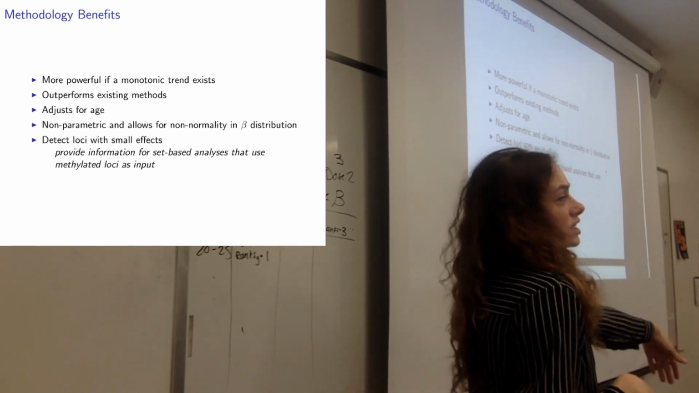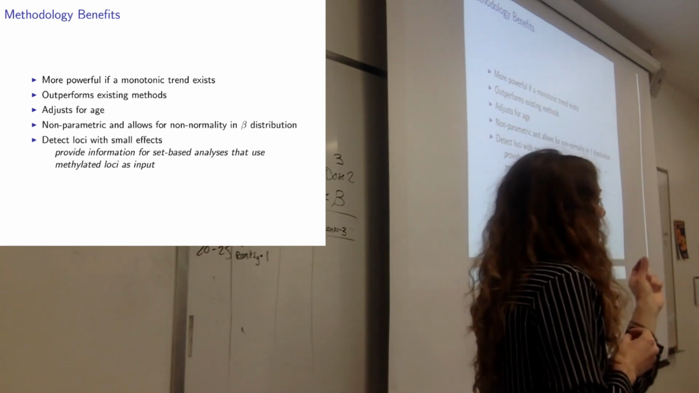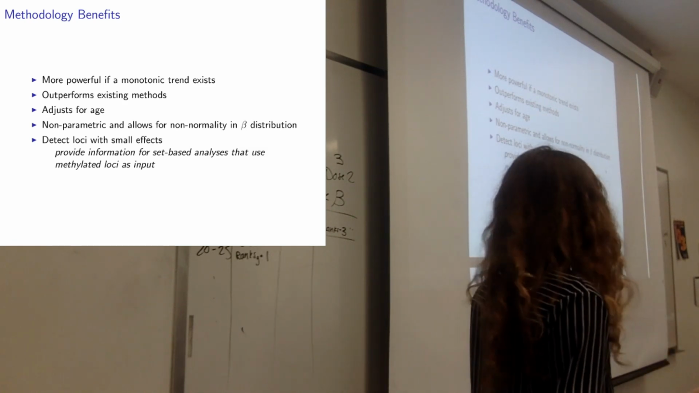So the other methods could only detect like 800 loci. This one could detect 1,300. So you can even detect small differences in methylation, which might have important implications in the disease development.